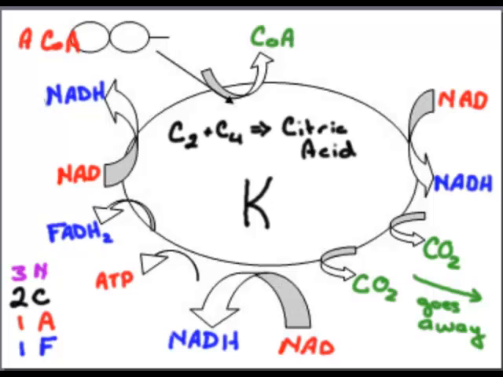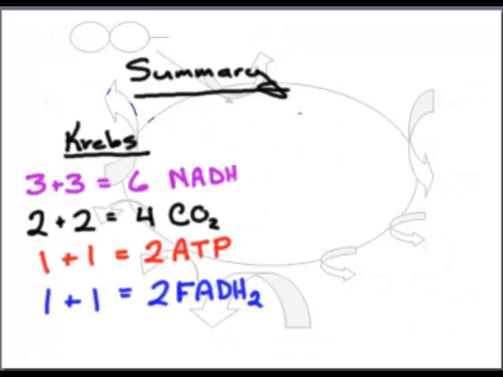So this is the final disembowelment or deconstruction of the glucose molecule. Nothing is left but to make the ATP. So let's summarize what we've made from the Krebs cycle in the matrix.